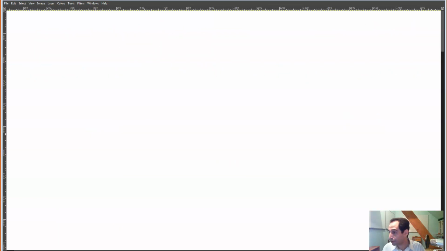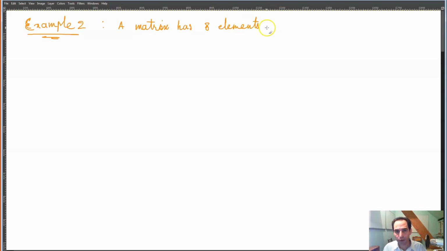Another example that we can have is example number 2. If a matrix has 8 elements, what are the possible orders of this matrix?